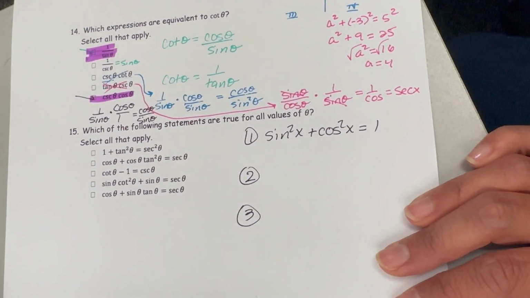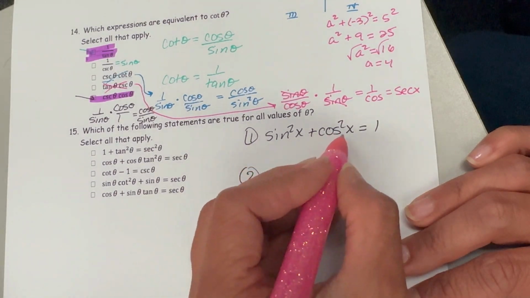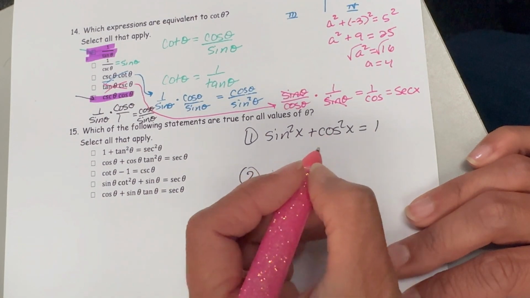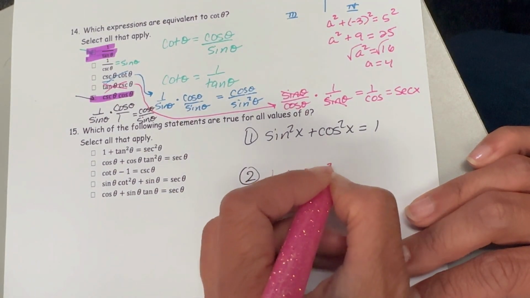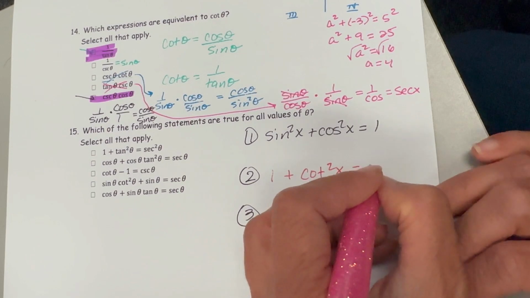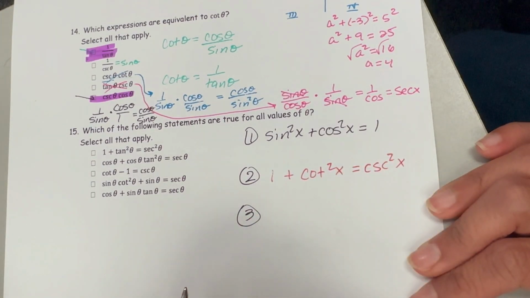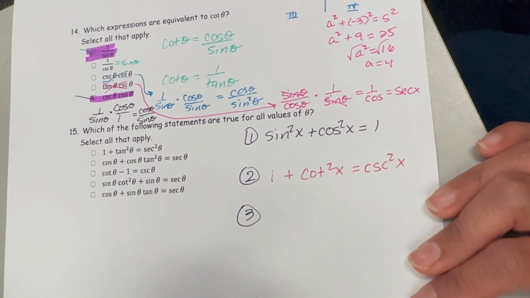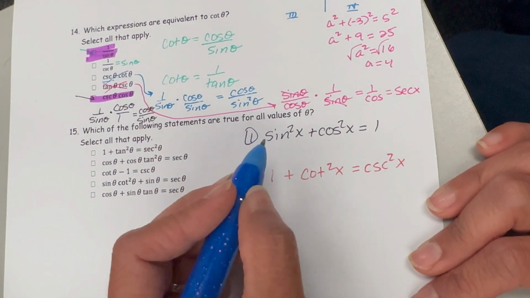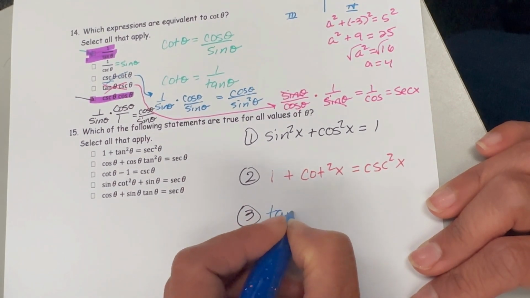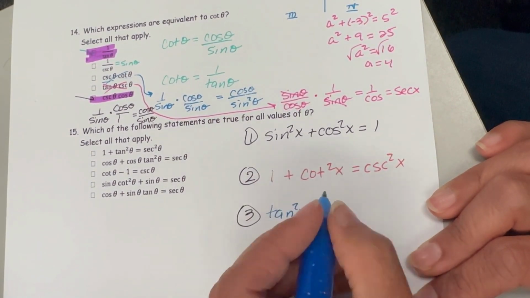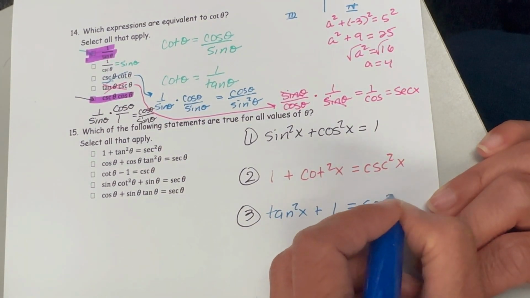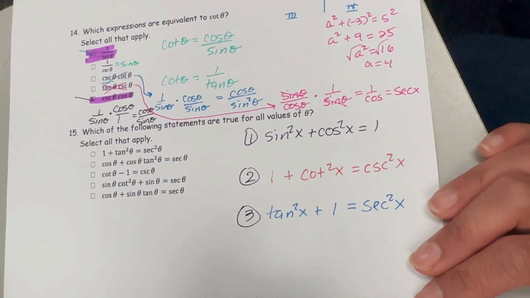To get the second big kahuna, you need to divide everything by sine squared. Remember from your quiz? Sine squared over sine squared is 1. Cosine squared over sine squared is cotangent squared. 1 over sine squared is cosecant squared. Okay, and then to get the third one, you go back to the main big kahuna and divide everything by cosine squared. Sine squared divided by cosine squared is tangent squared. Cosine squared divided by cosine squared is 1. 1 divided by cosine squared is secant squared. So those are our 3 big kahuna identities.